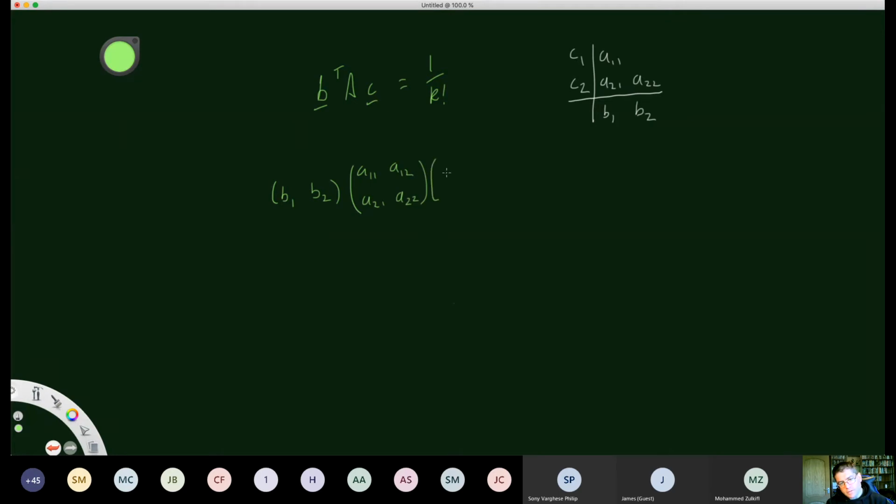And we have our C column vector, C1, C2. So if we calculate what this is, or do the matrix multiplication, we've got A11 C1 plus A12 C2, and we'll have A21 C1 plus A22 C2. And that is, of course, equal to B1 times the first row, plus B2 times the second row.